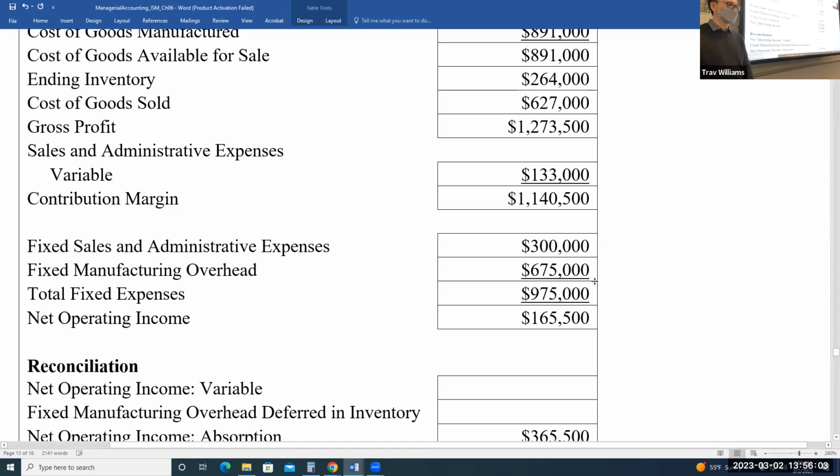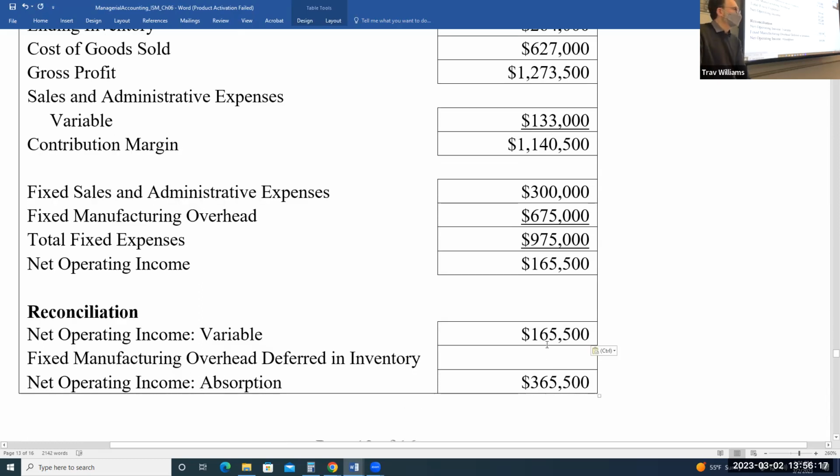Okay, so once again, we have all the variable costs on the top. Fixed costs are on the bottom. We then take our net income down here to our reconciliation. We see that with the variable costing, we made 165,500. Under absorption costing, it's $200,000 more than that. So the difference, the amount of cost that got shifted off into the future with absorption costing, but did not get shifted off into the future under variable, is $200,000.